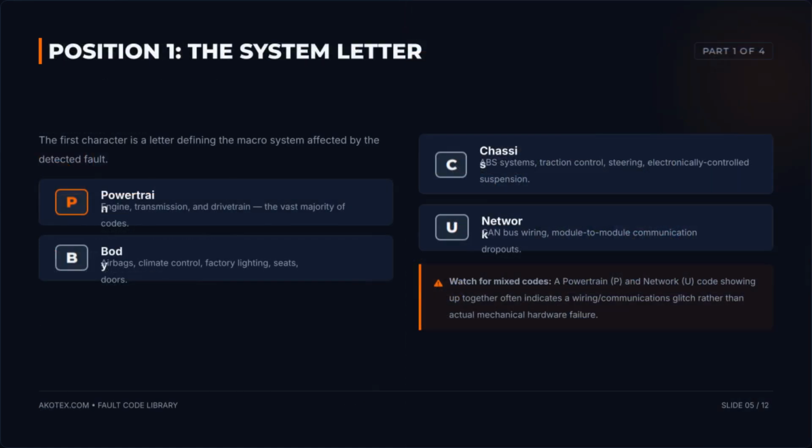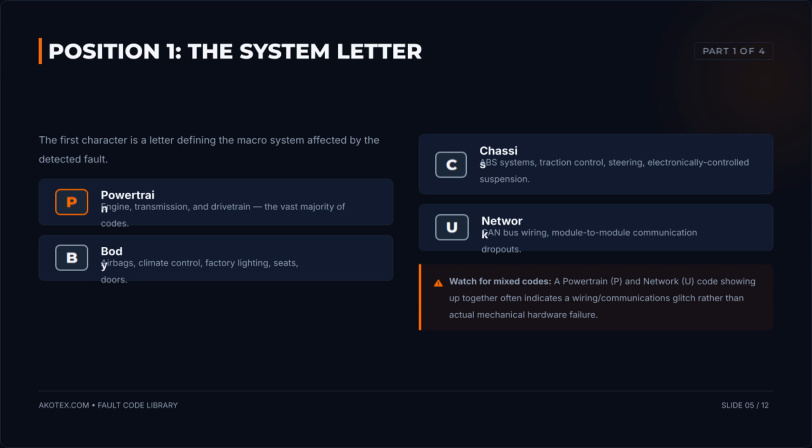Position 1, the letter, tells you which system is affected. P is powertrain, engine and transmission, the vast majority of what you'll see. B is body: airbags, climate control, lighting, seats. C is chassis: ABS, traction control, steering, suspension. And U is network: CAN bus, module-to-module communication.